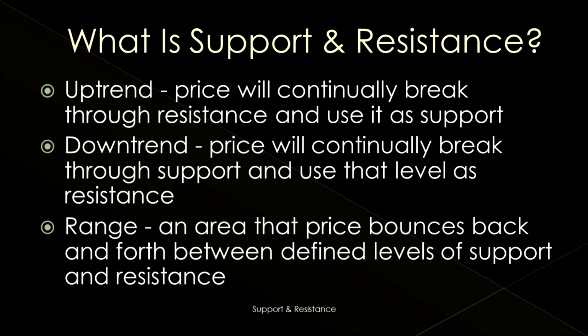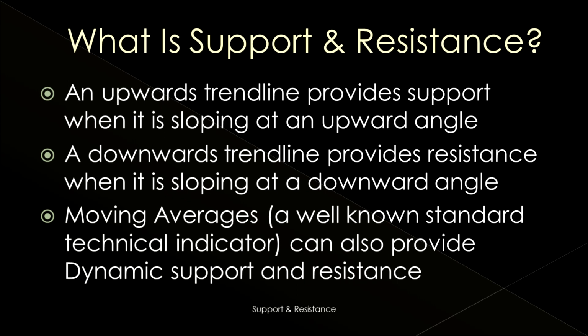Now, in an uptrend, price will continually break through resistance and use it as support. In a downtrend, price will continually break through support and use that level as resistance. A range is defined as an area that price bounces back and forth between defined levels of support and resistance. An upward trend line provides support when it is sloping at an upward angle. A downwards trend line provides resistance when it is sloping at a downward angle. Moving averages, a well-known standard technical indicator that I have covered in some of the other videos I've done, can also provide dynamic support and resistance.